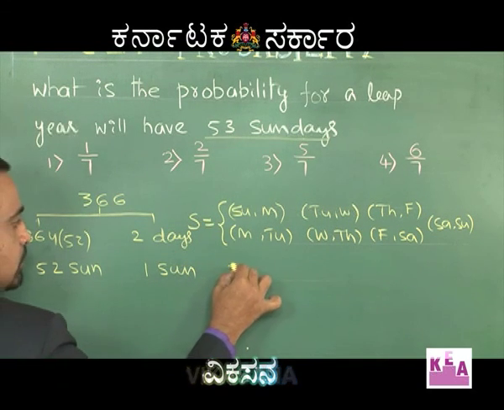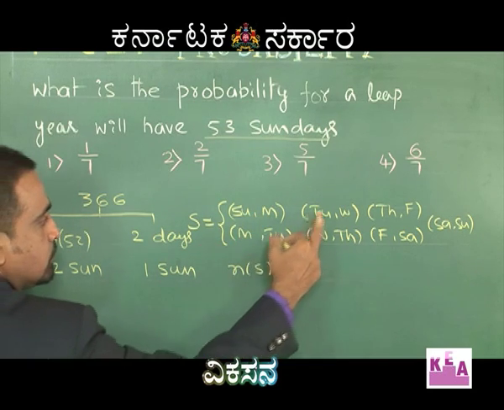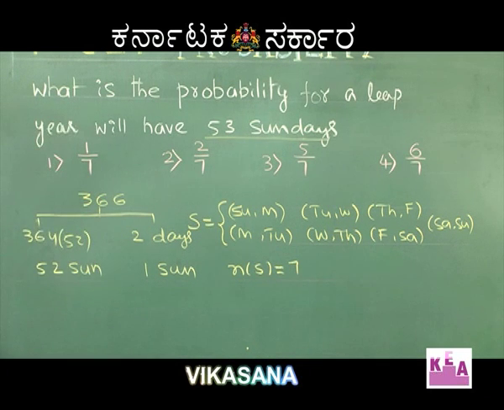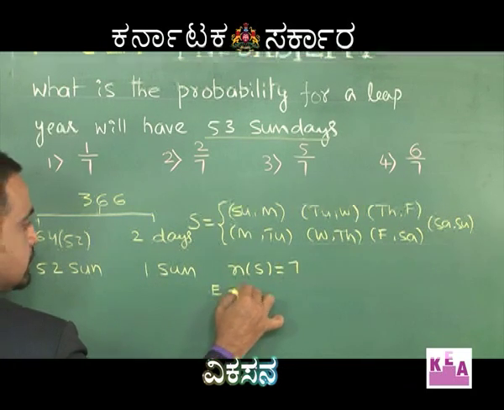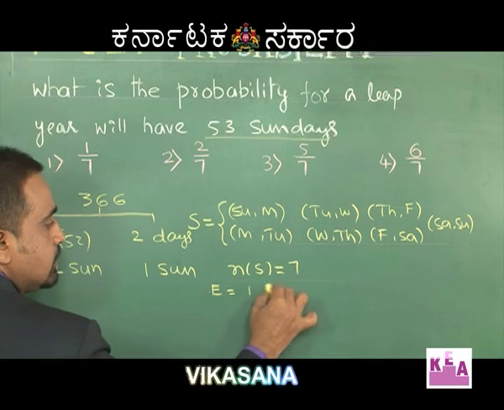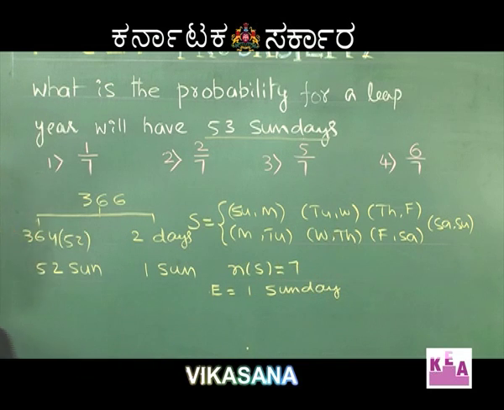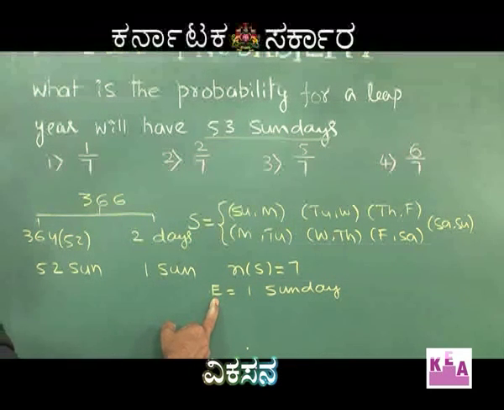Means total number of cases available: 1, 2, 3, 4, 5, 6, 7. N of S is 7. Now, this one Sunday, I will take it as an event. E be the event getting one Sunday. For this event, we find what are the favorable cases from this sample space.